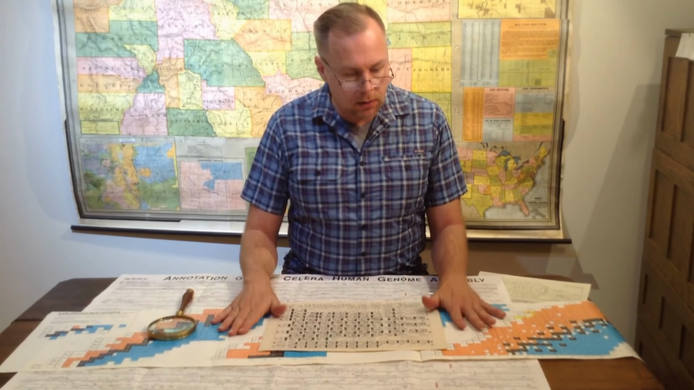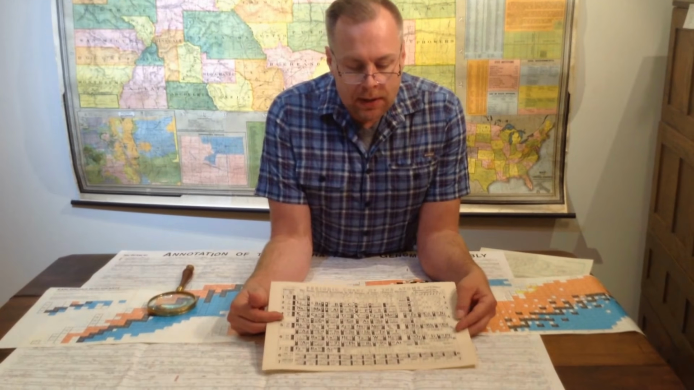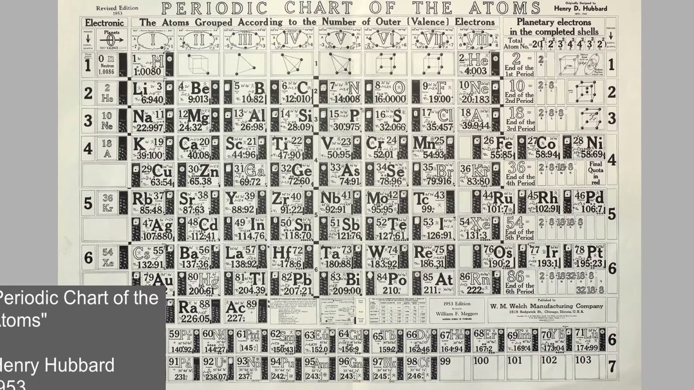Today is going to be a little bit on biology, a little on science, a little on tech, and the progress of mankind in the 20th century. First up, a periodic chart by Hubbard from '53. Look, there's no Einsteinium, there's no Livermorium. That's right, because there's only 98 basic elements.